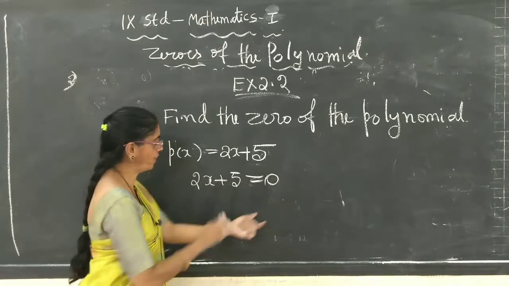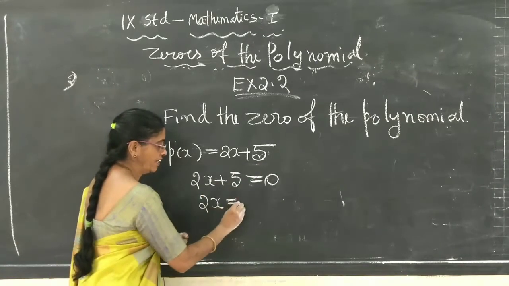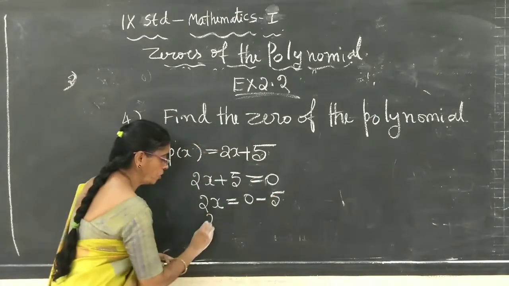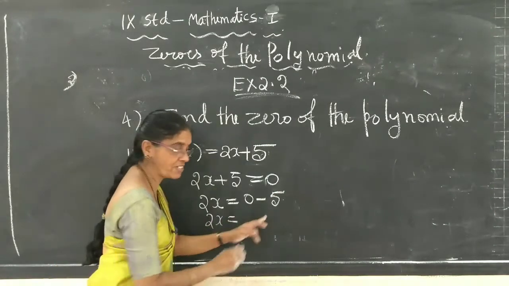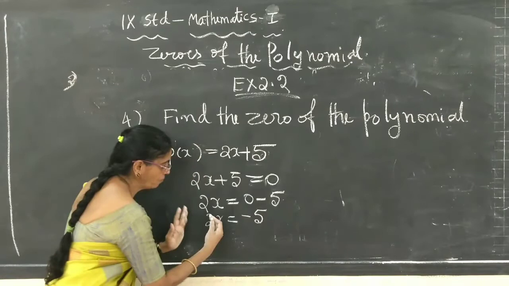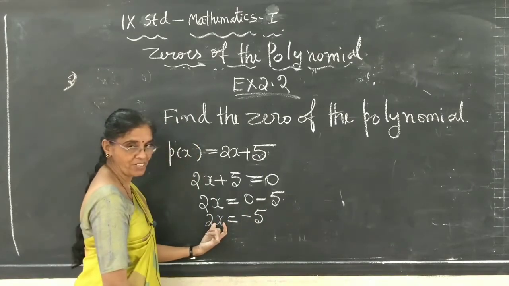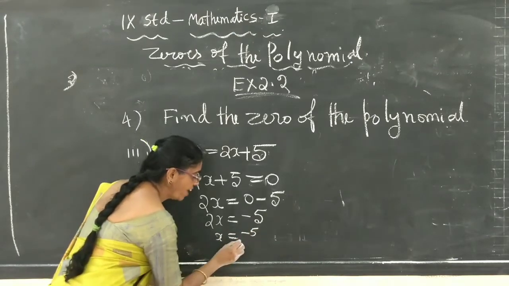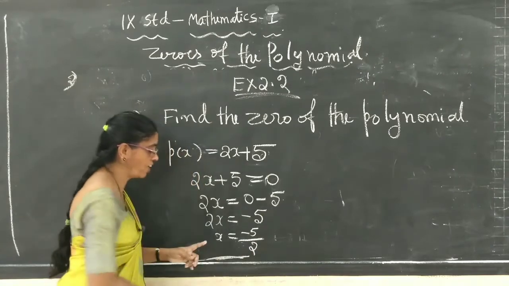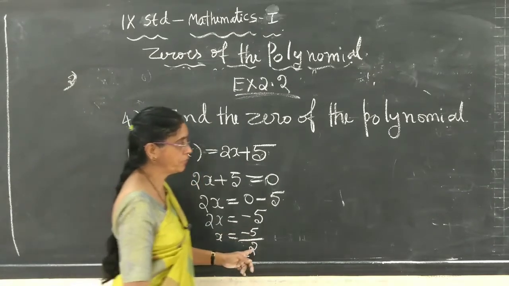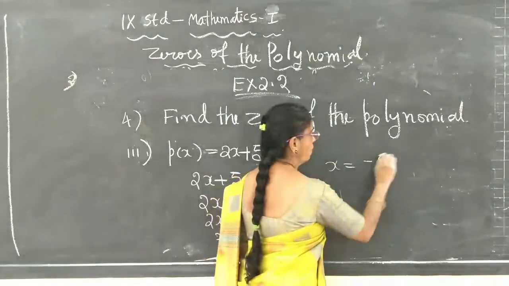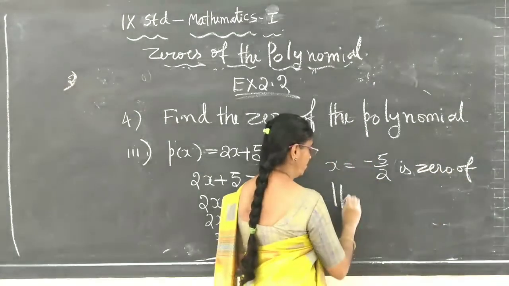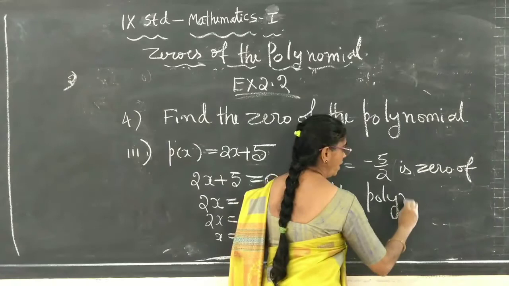First I will bring 5 to this side, so 2x only remains. Here 0 plus 5 brought to this side is 0 minus 5. So 0 minus 5 is how much? 0 minus 5 is minus 5. Now I will bring the 2 to this side so that I get the x value. It is 2 into x, so if you bring the 2 to this side, it is divided by 2. So how much did we get? x is equal to minus 5 by 2. So x is equal to minus 5 by 2 is the 0 of the polynomial.